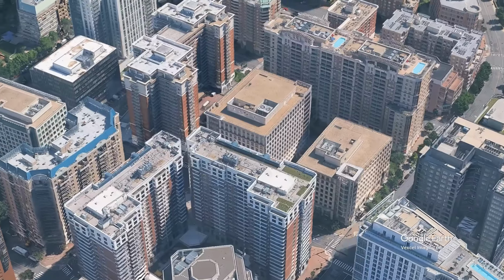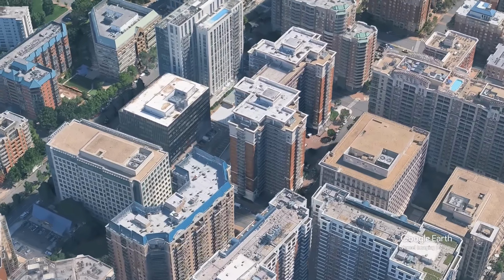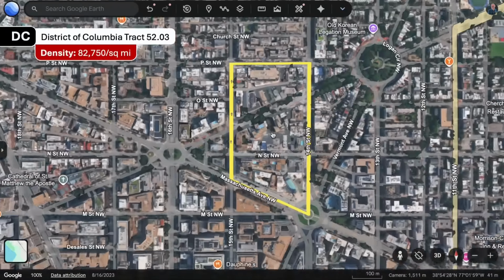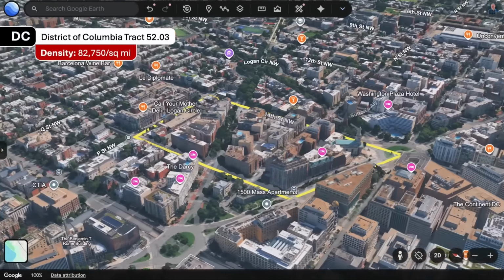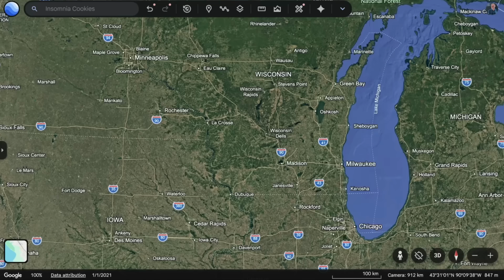This is the 319th densest tract in the US, and 2 others in the top 1,000 are in Arlington as well. There's one in Fairfax, and 7 of the top 1,000 are in DC proper, with the densest being 52.03 right around Logan Circle. Again, our number 10 metro area had the 319th densest census tract in the US, and that just means that every other entry on this list is going to have at least one census tract that is denser, sometimes several, and maybe even sometimes hundreds, so get ready.